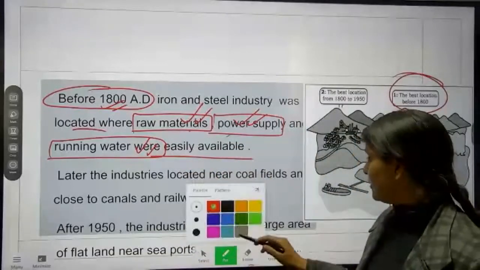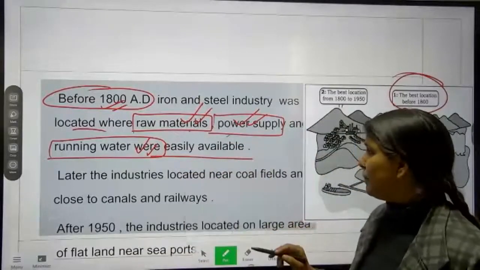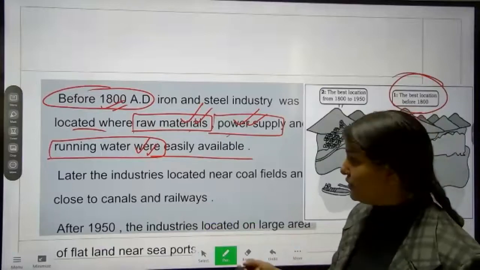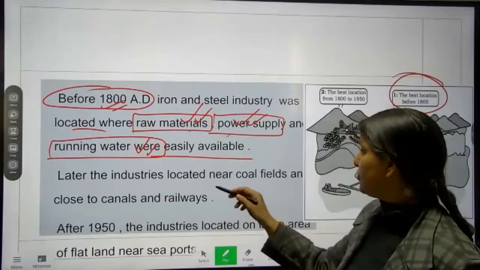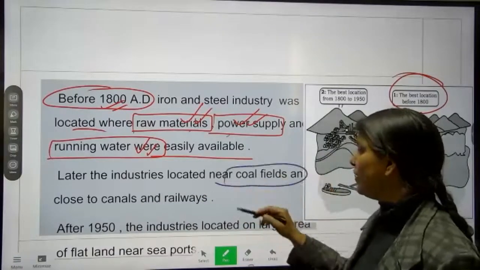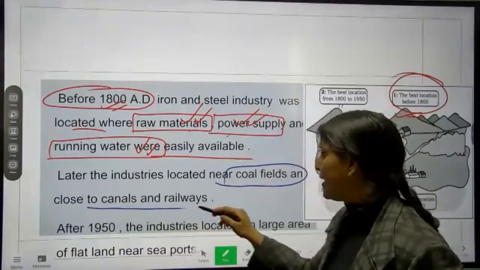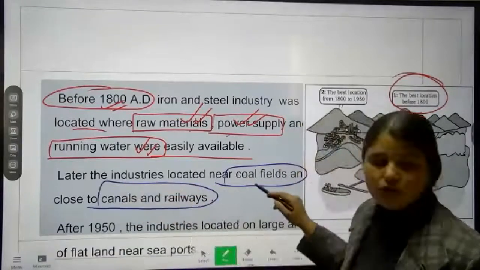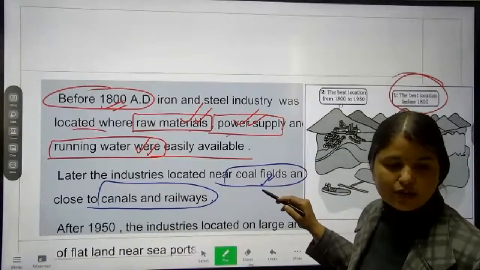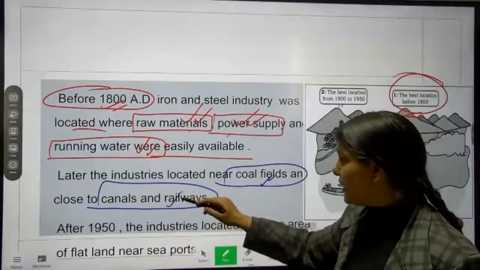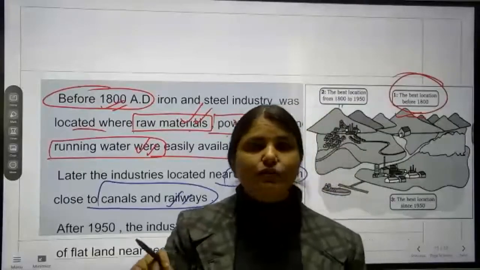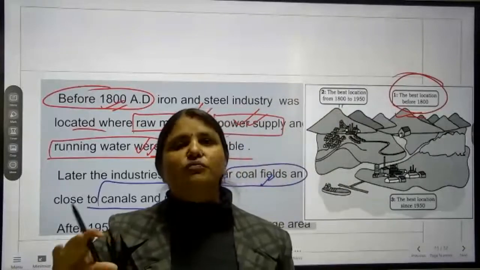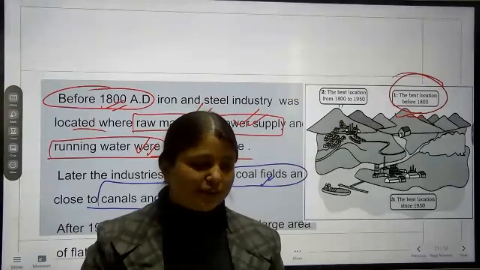But after that, what happened? After that, people just changed their location. Now they were locating the industries or the factories nearby the coal field and close to the canals and railway. Coal field means easily they can get the raw material, and canals and railway mean they can easily use transport facilities and all over there.